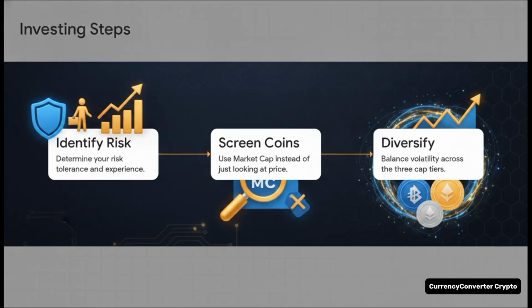So, to put all of this into practice, just follow these 3 steps. Step 1. Be totally honest about your experience level and figure out your personal risk tolerance. Step 2. Promise yourself you'll never just look at a price tag again. Always screen your potential investments using market capitalization. And Step 3. Use those 3 cap tiers to build a diversified portfolio that cushions you against volatility. If you actively do this, you shift from basically gambling on cheap coins to actually investing strategically.